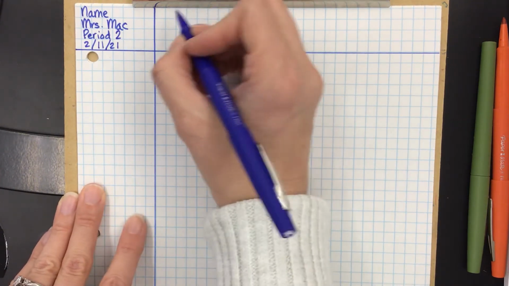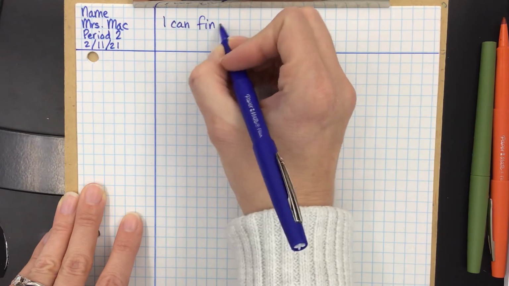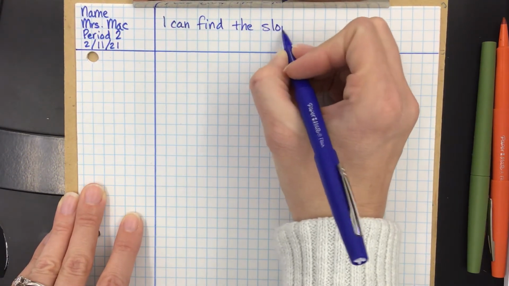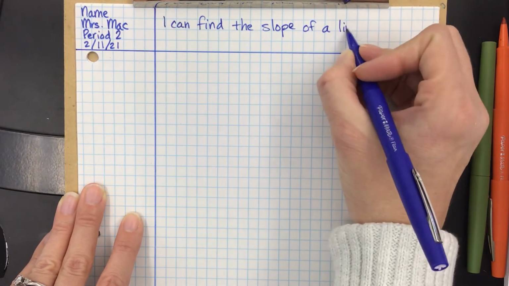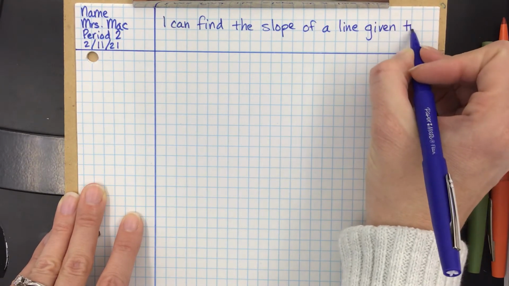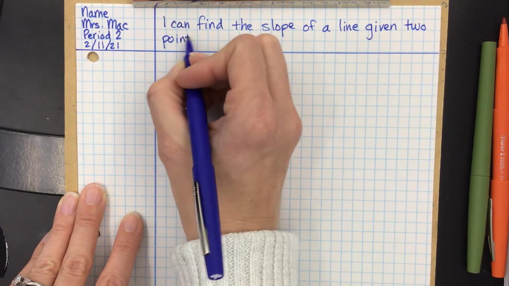Okay, so today's learning target is I can find the slope of a line given 2 points.